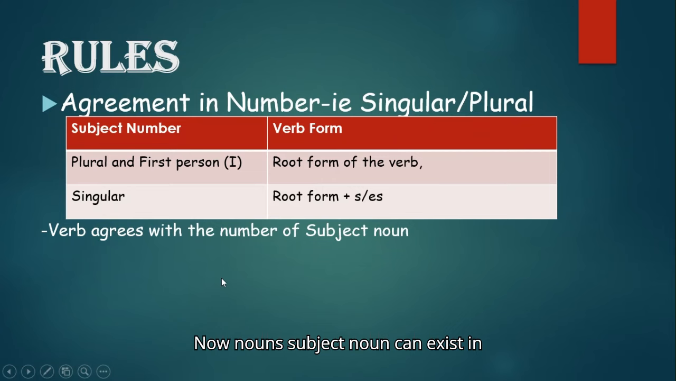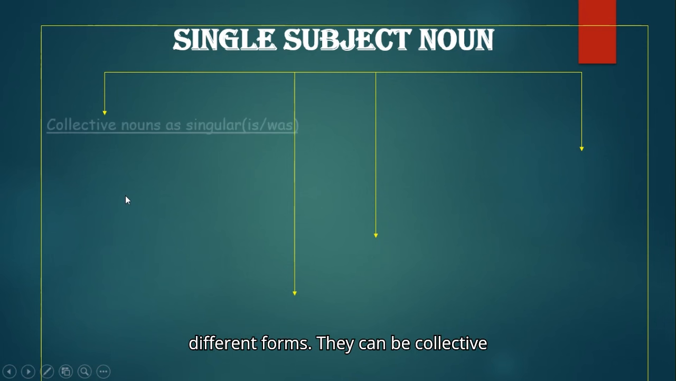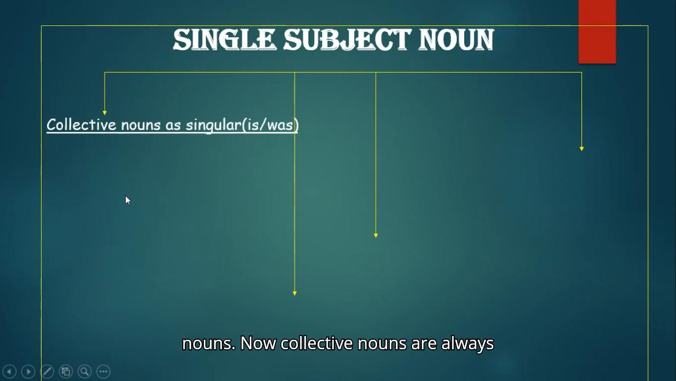Now subject nouns can exist in different forms in a sentence. So we will divide them as single and compound subject nouns. In case of single subject nouns, which may appear in different forms, they can be collective nouns. Now collective nouns are always taken as singular, we know that. So the verb that would go with collective nouns is, I is, or any root form of the verb plus s or es.